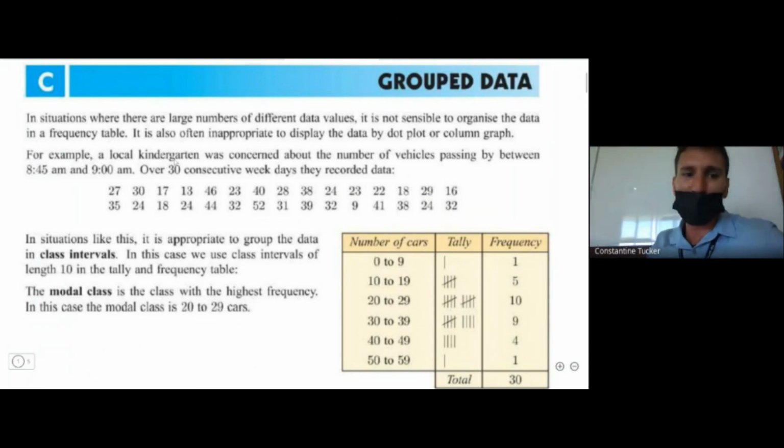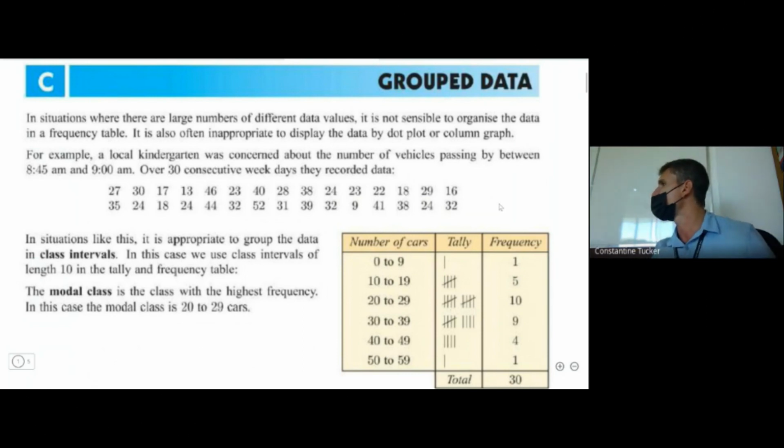Yes, basically what's happening here in the kindergarten is this. Somebody's looking at how many cars are passing by. So instead of just writing down all of these numbers here, oh, this day 27 cars passed by between 8:45 and 9 a.m. This day 30 cars passed by. This day 17. Now all of this is looking a bit confusing.